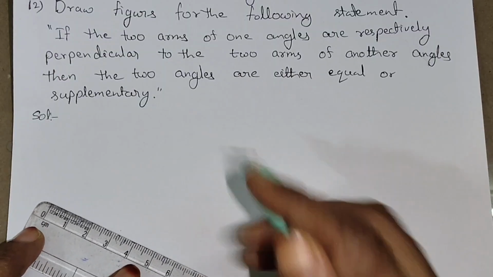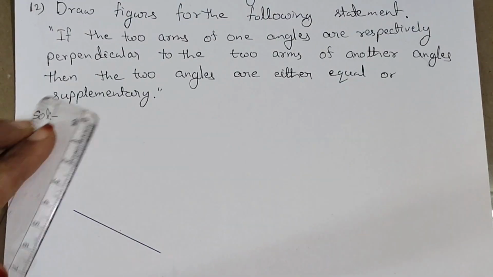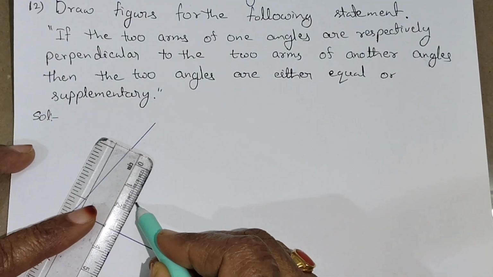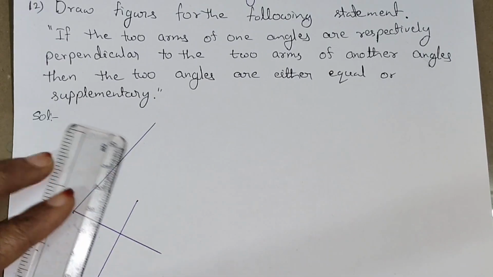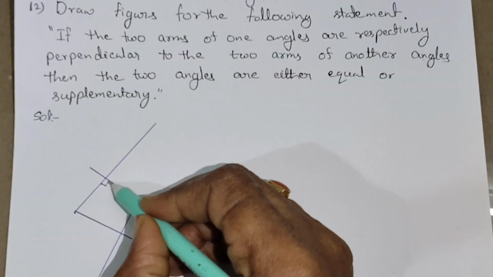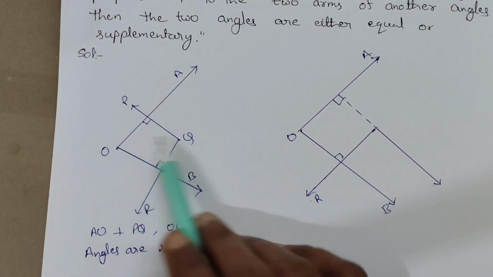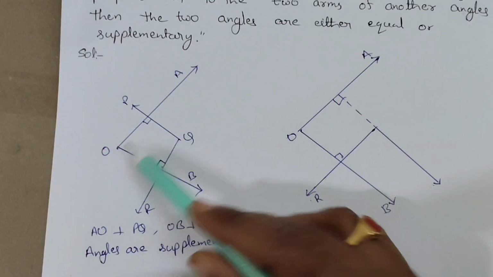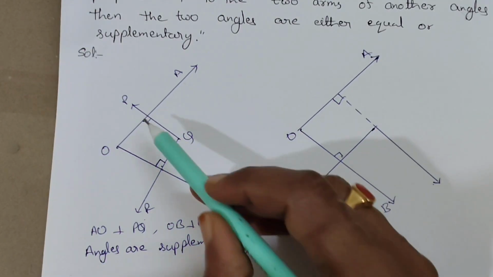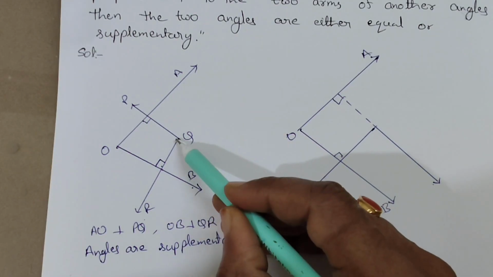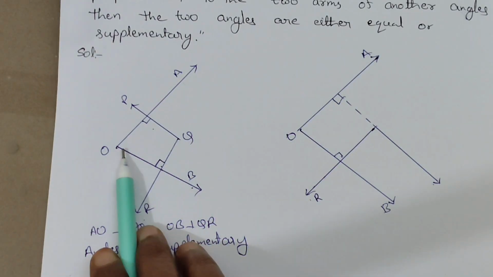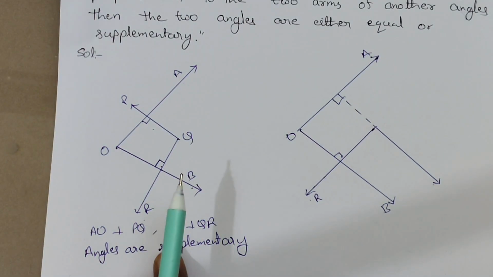First we draw one angle. This is the one angle. Next, this is another angle. So these two are the angles. Here OAB is one angle. Next PQR is the other angle. Here the two arms OA and PQ are perpendicular, and OB and QR are perpendicular. These two are the supplementary angles. This is the one diagram.